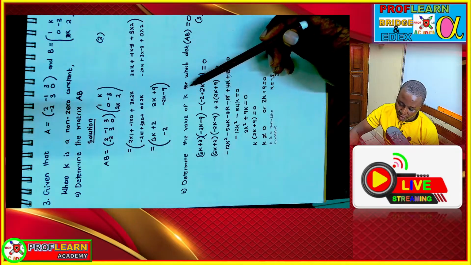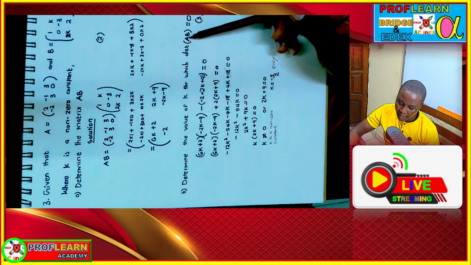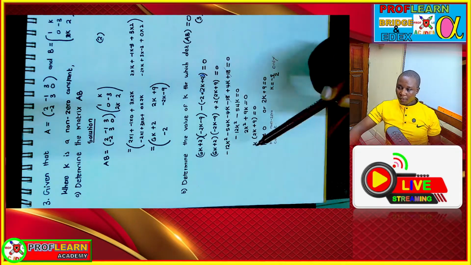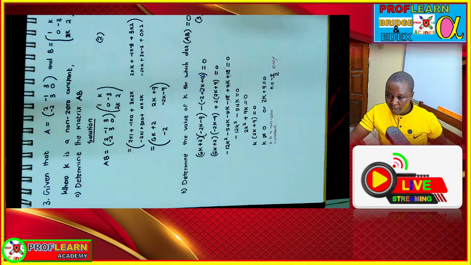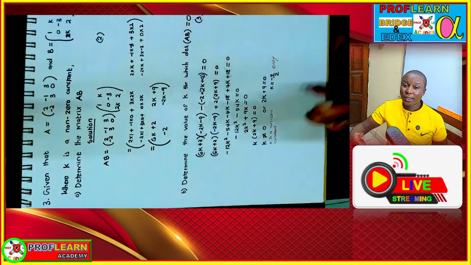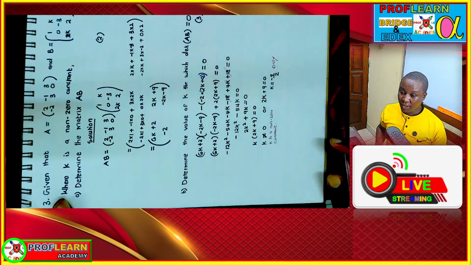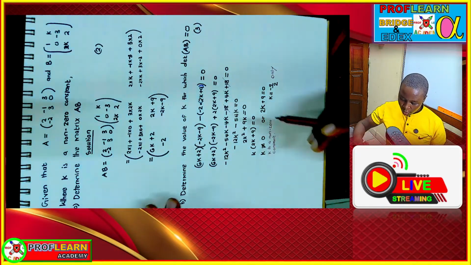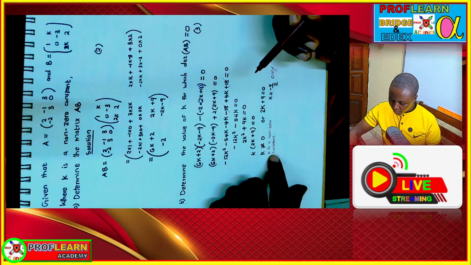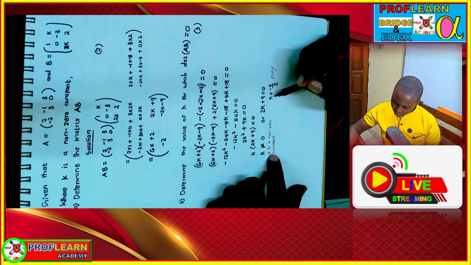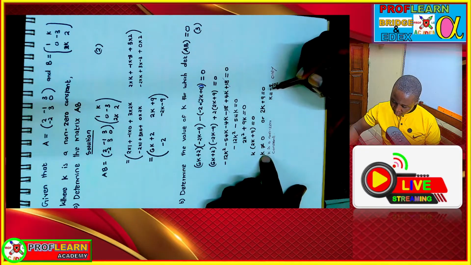Determine the value of k for which the determinant of AB is equal to 0. Sometimes they'll tell you to find the value of k given that AB is a singular matrix. Same language: you find the determinant of this particular matrix and equate it to 0. Then you solve it and get two values, k equals 0 or k equals negative 9 over 2.